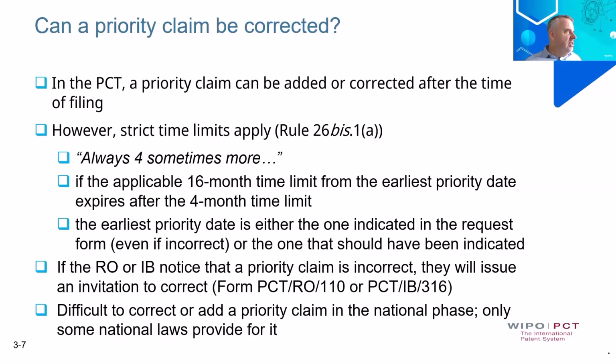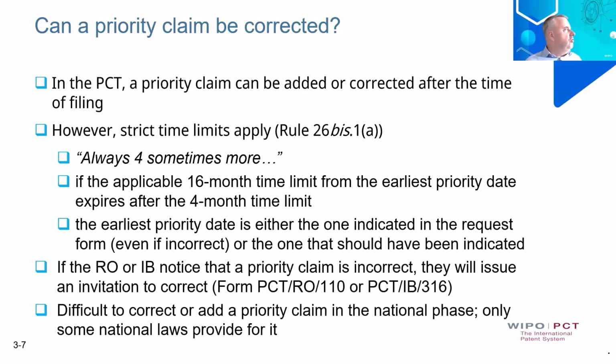If you do not meet this time limit, there is considerable doubt as to whether you can still fix this priority claim in the national phase. Basically, designated offices, if you're outside the time limit, do not have to accept it. They might accept it if their national law provides for it, but basically they're not obliged under the PCT to accept a late correction or a late addition if you're outside of that time limit. And that's why I'm stressing this so much, that really, if you do need to fix a problem or you overlook to include a priority claim, do it within 4 months from the international filing date.